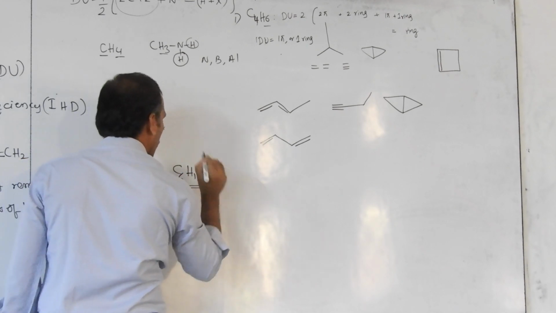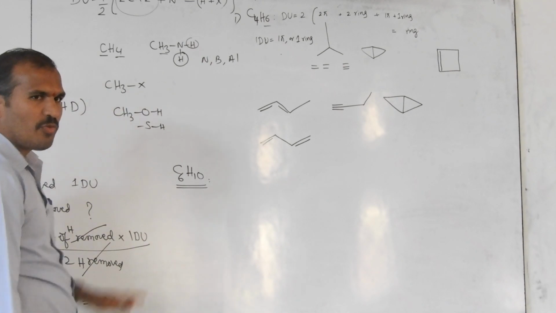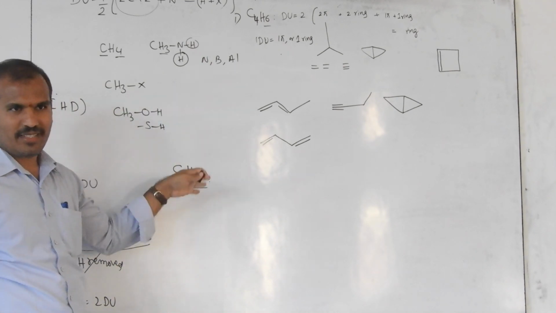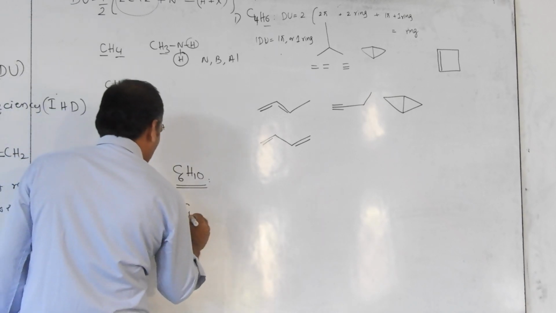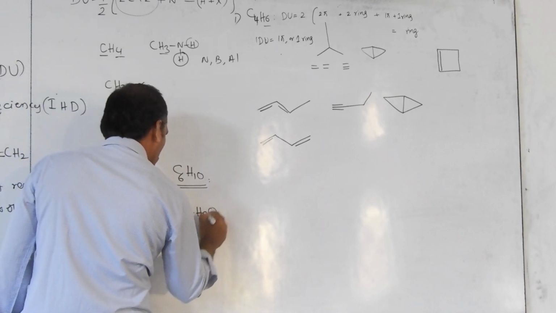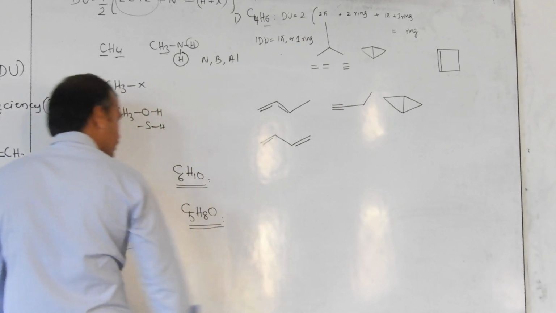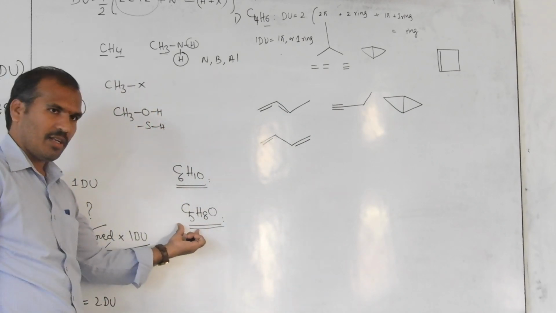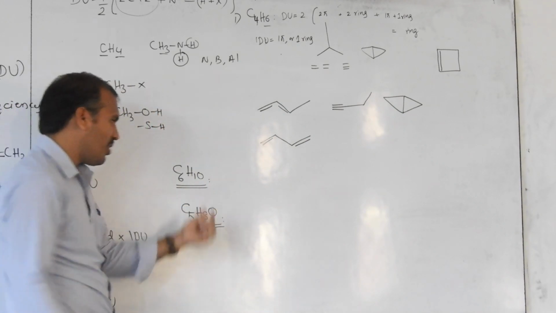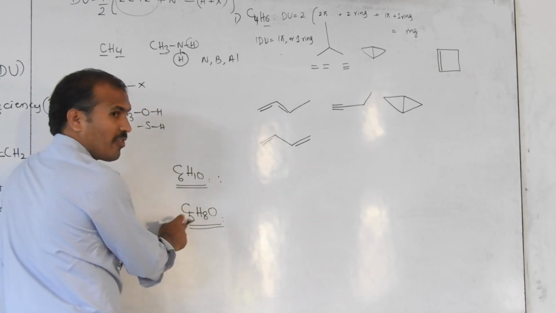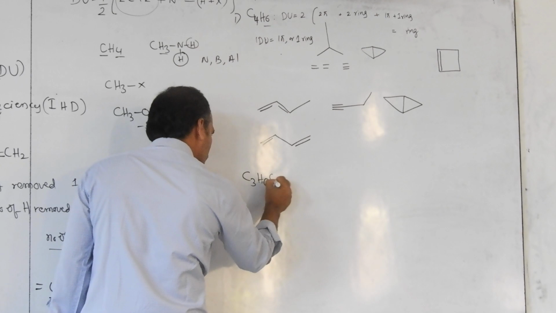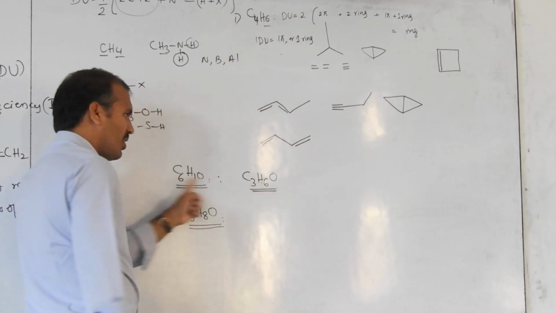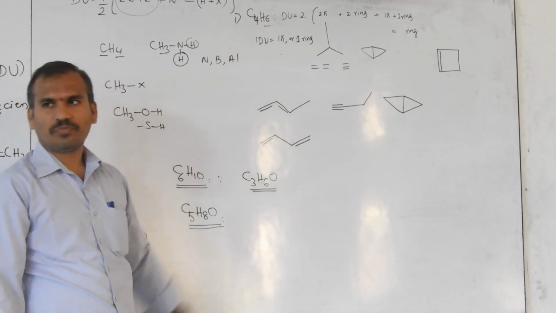C6H10. This is homework for you because this is a similar type. There is no heteroatom here. Next, C5H8O. But this is somewhat lengthy. Before this, I will give one more example because the number of carbons is 5. I will give a smaller carbon one: C3H6O. This is homework. Now we will do this.